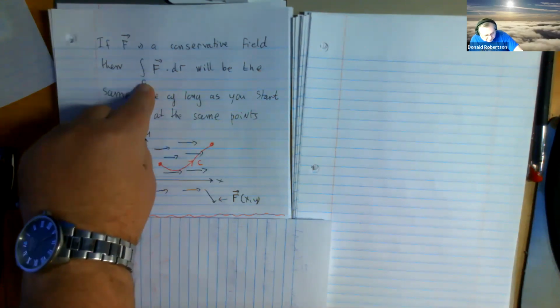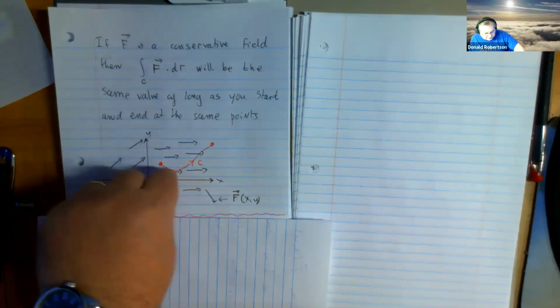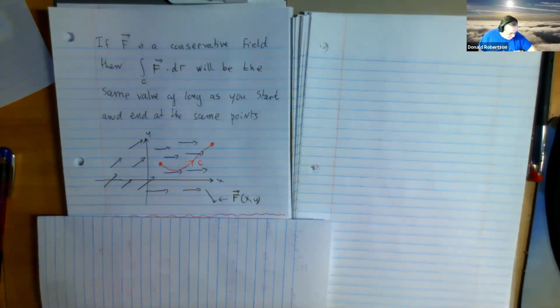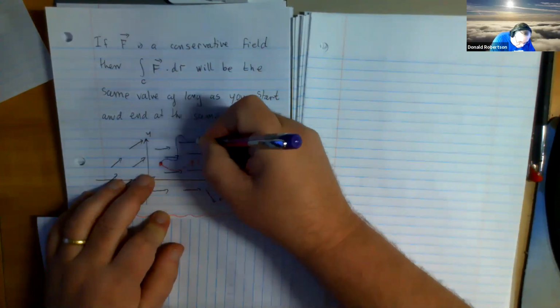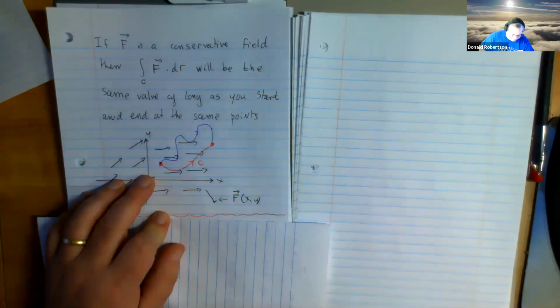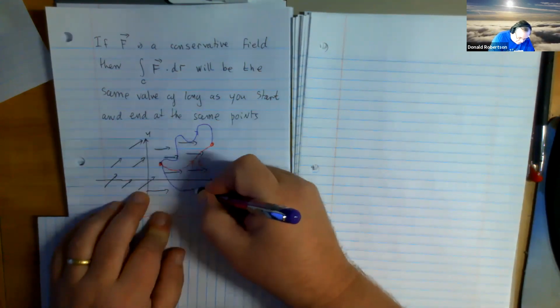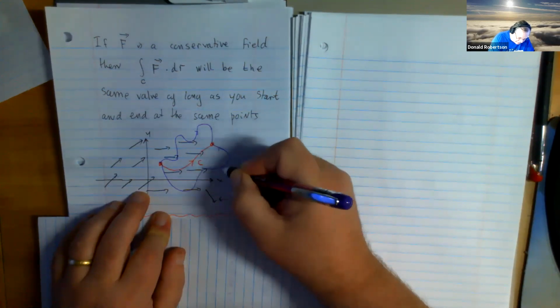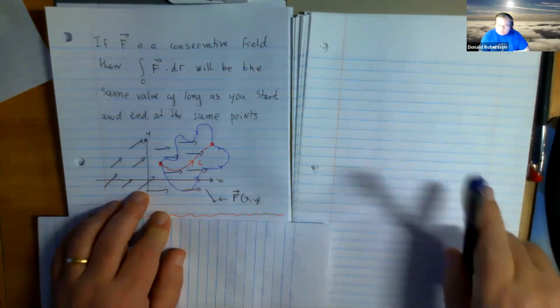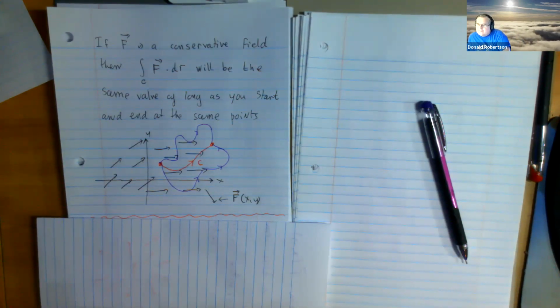So imagine this line integral along C was using this curve to get from here to here. What the property says is that you'll get the same answer if you start from here, but you use that curve to get to it. And you start here and you use that curve to get to it. It doesn't care what the curve is. You'll get the same answer for this line integral. So what matters is only where you start and where you finish, not how you get there.